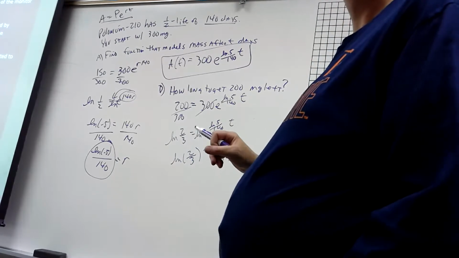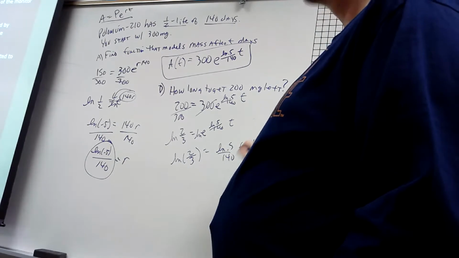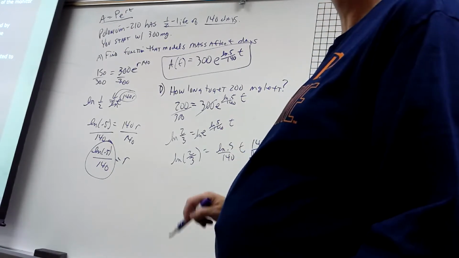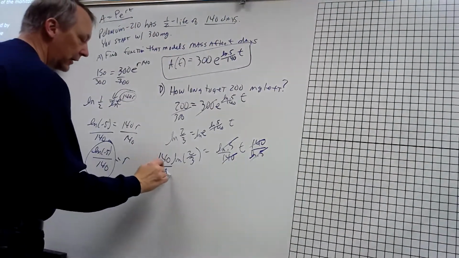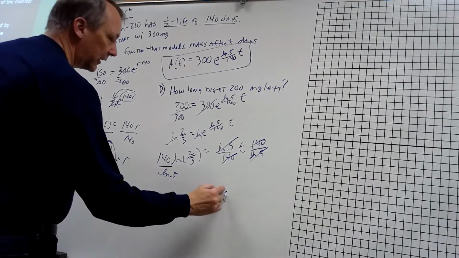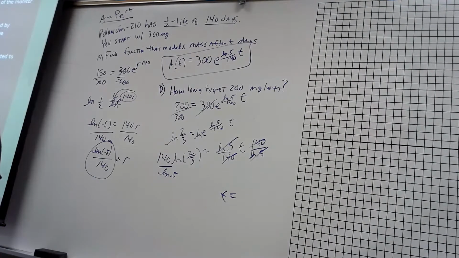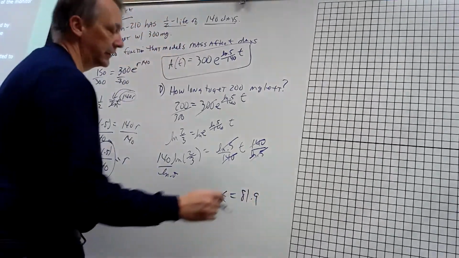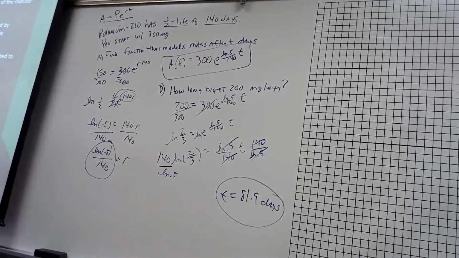Solve for T by, actually you want to multiply by 140 and divide by the ln of 0.5. So you can just do the reciprocal of that, right? Okay? And then I've got 140 over the ln of 0.5, which if you plug into your calculator, you should get, part D says 81.9 days. Okay, about 82 days, you'll have 200 milligrams. Okay?